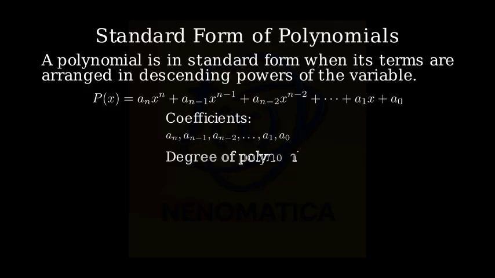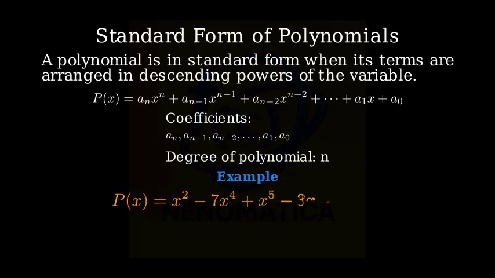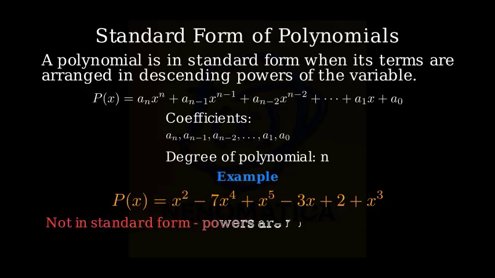Here, the values a sub n, a sub n minus 1, and so on are called coefficients, and n is the degree of the polynomial. Let's look at an example. Consider this polynomial p of x equals x squared minus 7x to the 4th power plus x to the 5th power minus 3x plus 2 plus x cubed. This polynomial is not in standard form because the terms are not arranged in descending powers of x.